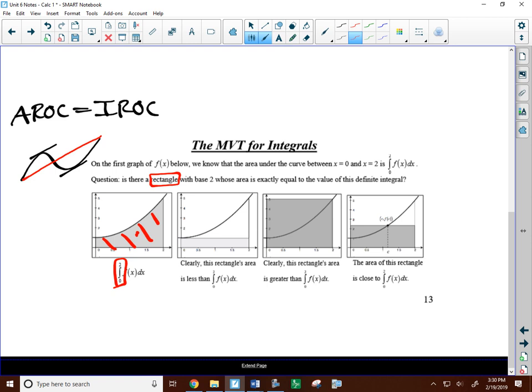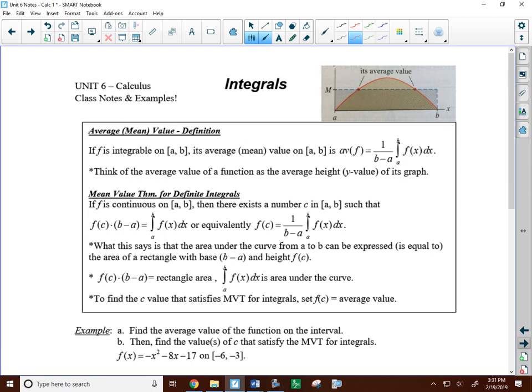Okay, that's this. Here, this one is certainly less than the area under the curve. This rectangle is definitely bigger. It goes outside too much, way more than the other one. And this one, what they've done is they found a c value, some x-coordinate, and the height, f of c. And it appears that this c value, the area of that rectangle that would be formed, has the same area as the area under the curve. If we flip to the next page, that is what the MVT for integrals basically says.